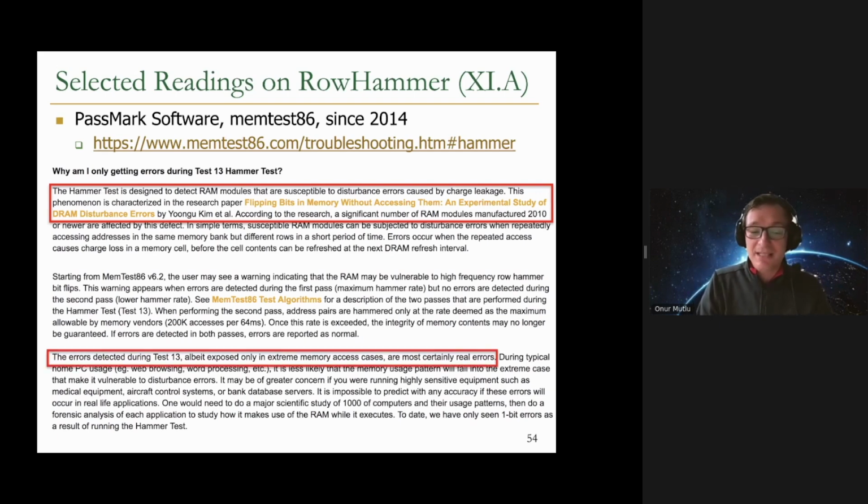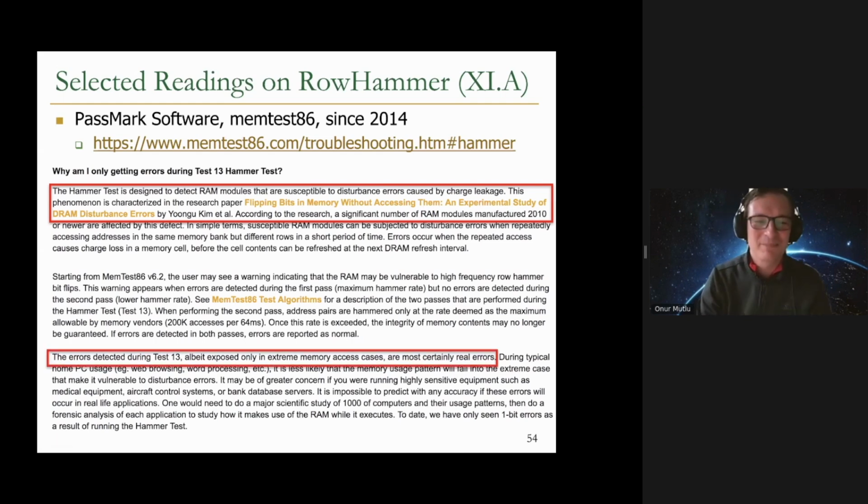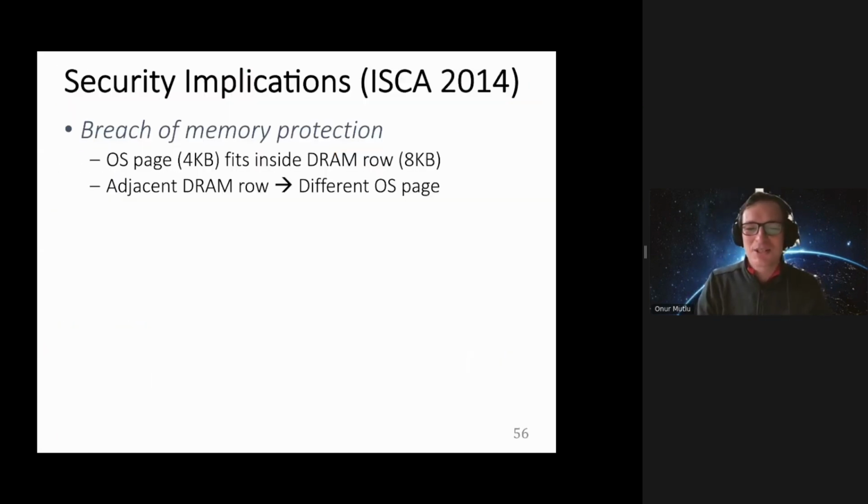But even without that complete test, they got a lot of errors. They basically got a lot of reports from folks in the field, and they had to write this in their online documentation: the errors detected during test 13, albeit exposed only in extreme memory access cases, are most certainly real errors. So they had to reassure people that what they're getting is real. It's not something that's made up. It's not a bug in their software, essentially. And they talk about some solutions, which we will also talk about.